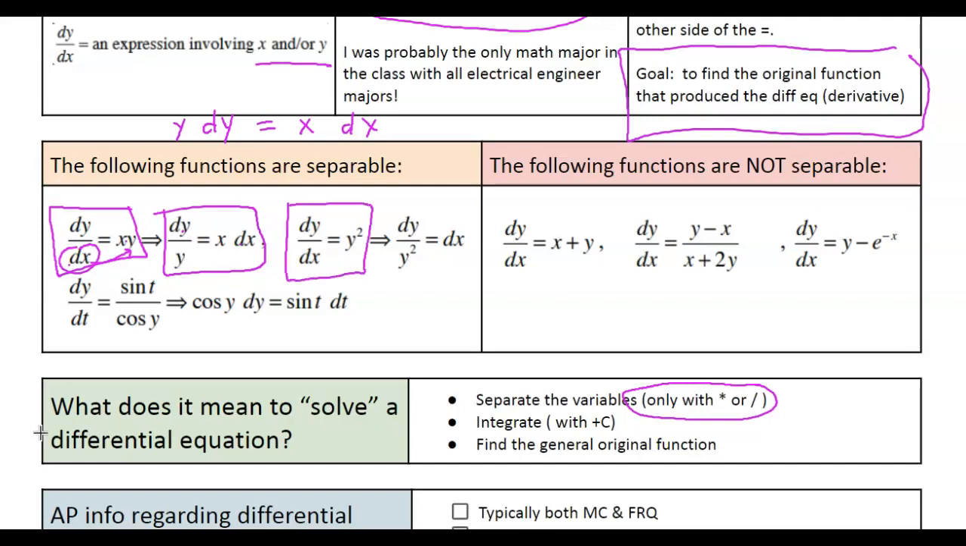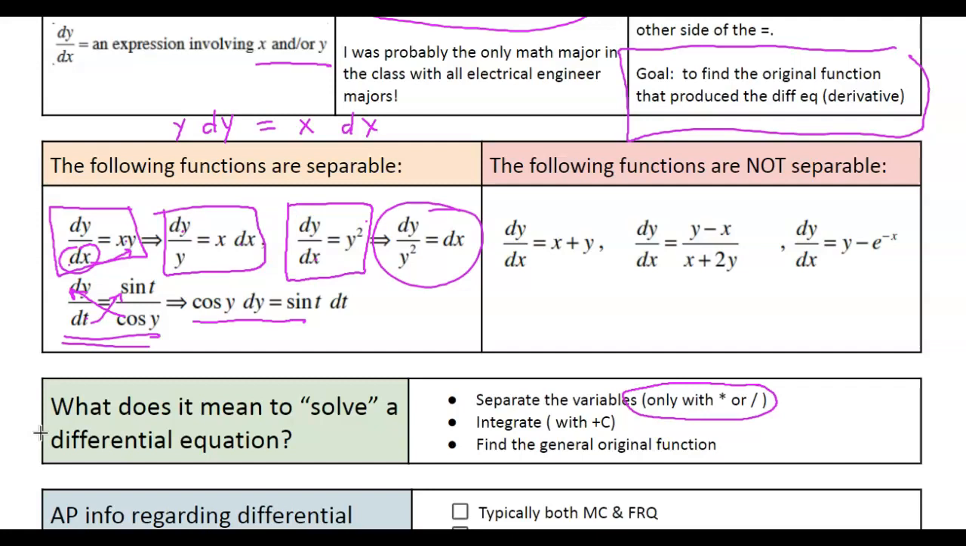Same thing here. Let's say we start out with dy/dx equals y squared. We can still multiply by dx to the right and divide by y squared, and so we can separate it. Same thing with trig, okay? Remember, trig needs to be in terms of the variable, but with dy/dt, you want to get all the y terms on one side because y is the function and t is the variable, so all the t terms go on the other side. So multiply, multiply, and we can separate it, all right?